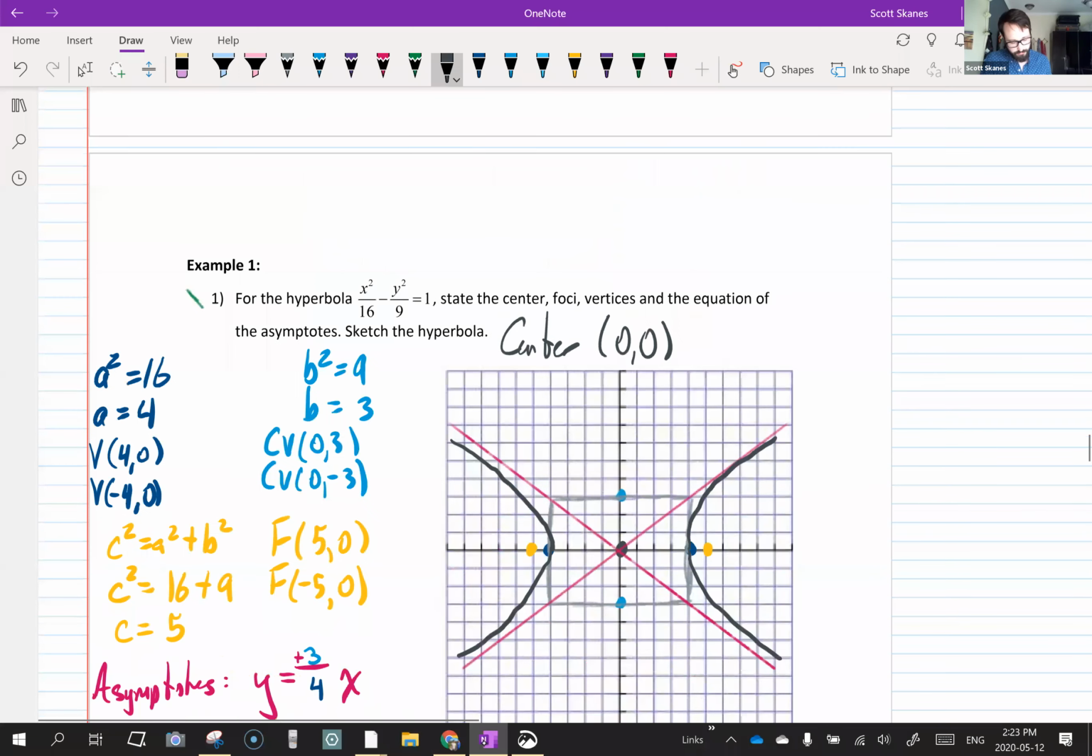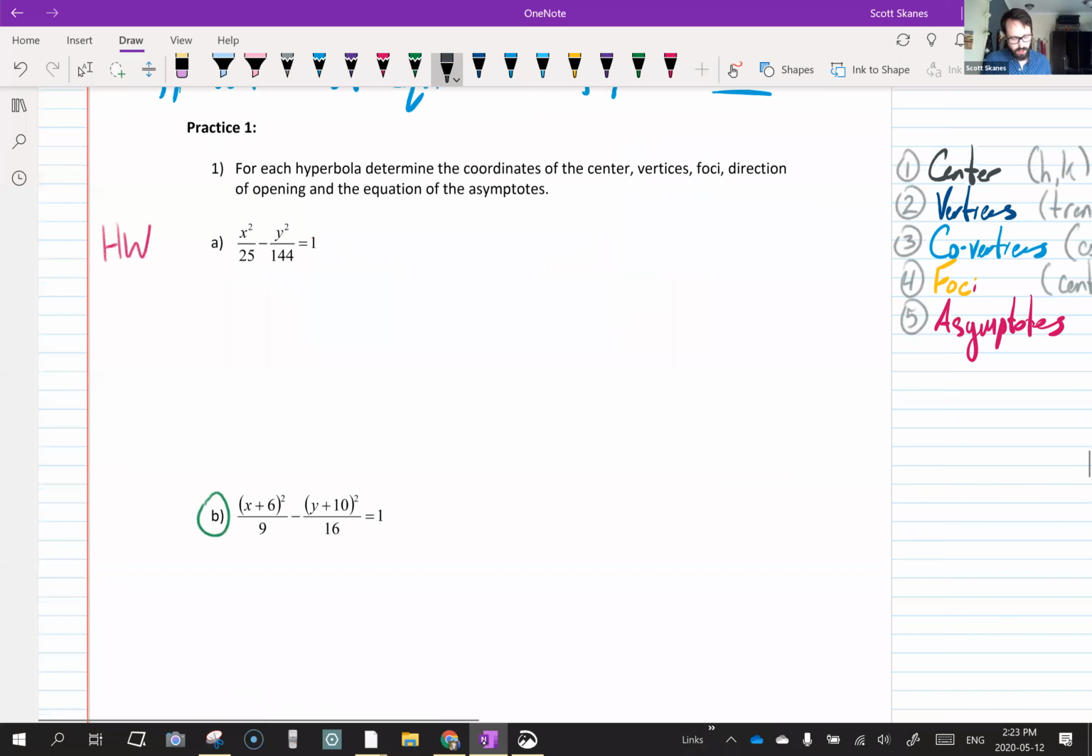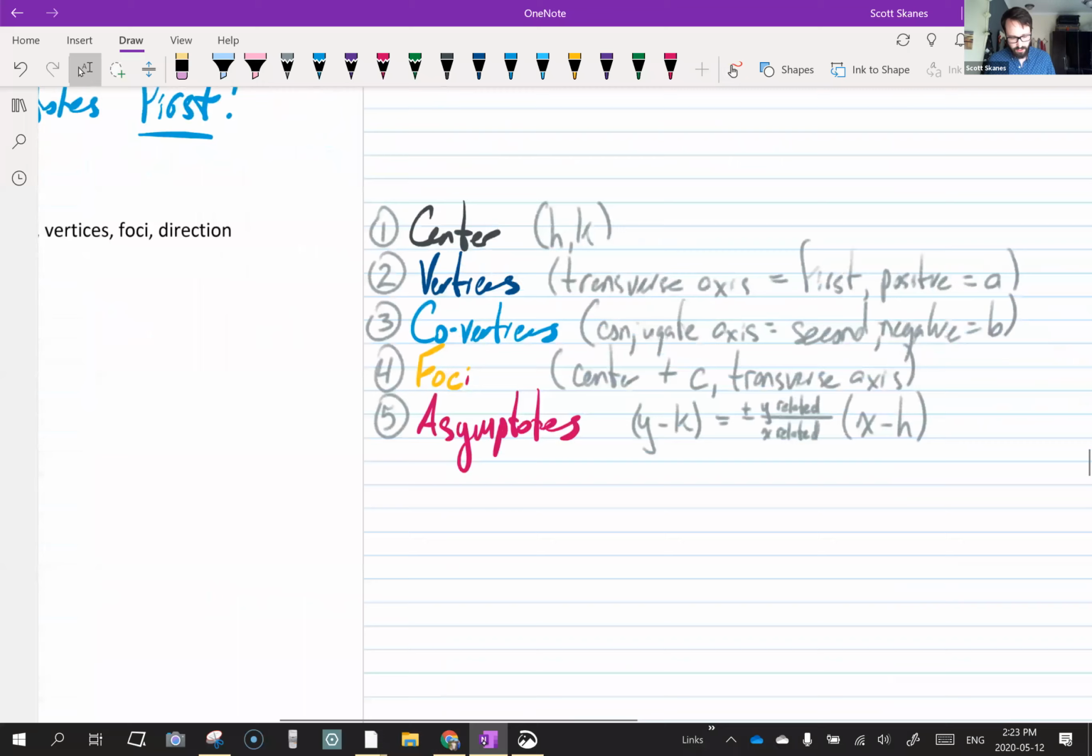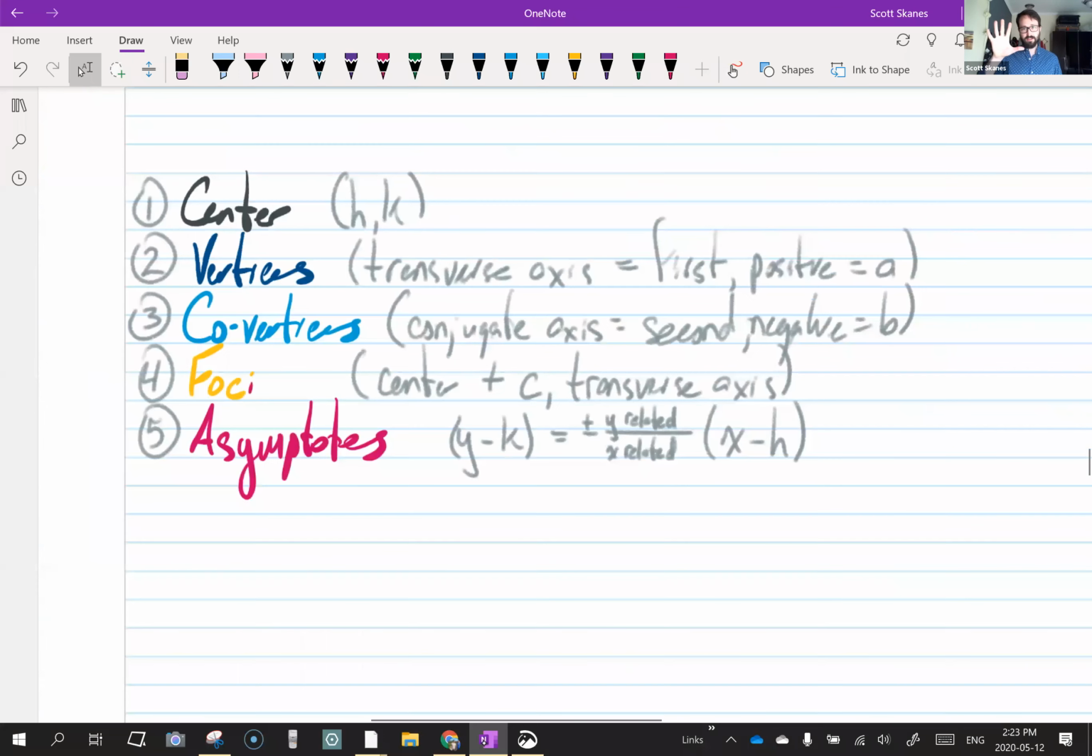So let's start with practice 1. Let's get into the meat of it, okay? I'll start you with a nice example that has every piece that we're gonna need. First things first, I'm gonna suggest that we get the equation for the asymptotes first. And I'll help you understand what that means by doing Desmos stuff, okay? Notice I've made a list, just like I did yesterday, of the 5 things.